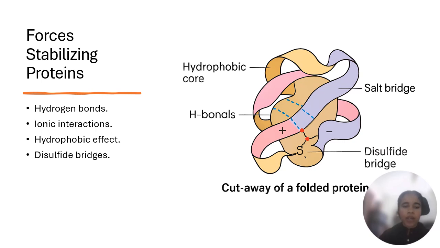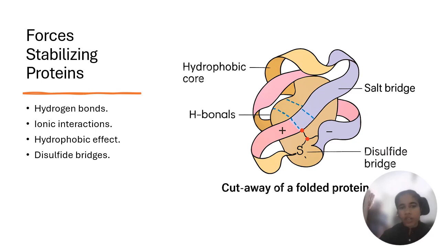Second are the ionic interactions, also called salt bridges. Here the positively charged side chains attract negatively charged ones like magnets, so they help lock parts of the protein together. Third is the hydrophobic effect. Non-polar amino acids avoid water and pack tightly inside the protein. They form a hydrophobic core. This is actually the main driving force for protein folding.